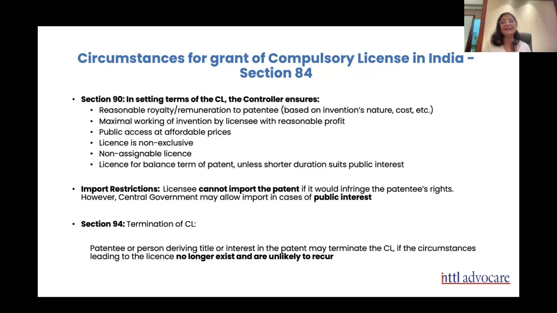And the license is for the balance term of the patent unless a shorter duration suits public interest. So it can be the full term of the patent, whatever is remaining, or the controller may also shorten the period. Even if the patent is valid, it can be given for 1 year or 2 years, because the controller will decide the situation or circumstances may diminish after 1 or 2 years of time. Then there are import restrictions. The licensee cannot import the patented product if it would infringe the patentee's right. However, the central government may allow import in case of public interest.